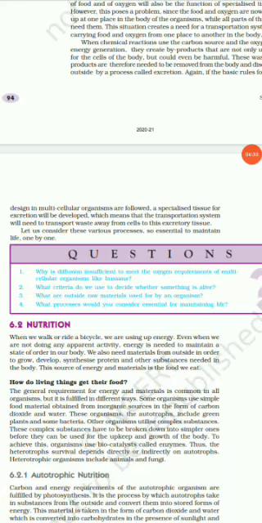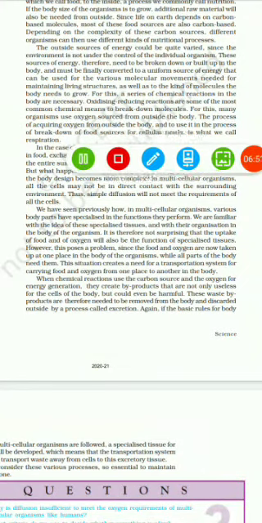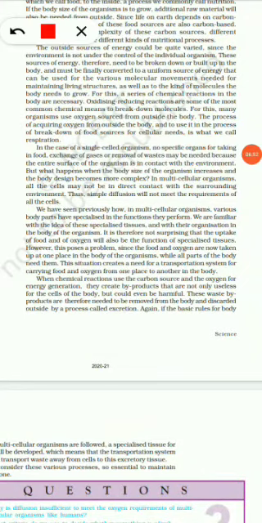Now just to answer the questions, why is diffusion insufficient to meet the oxygen requirement of multicellular organisms? Because as I told earlier, all the cells are not in very close contact with the environment. All the cells will require oxygen, and mere diffusion will not serve the purpose of distributing the food and oxygen to all the cells. So diffusion is not enough.